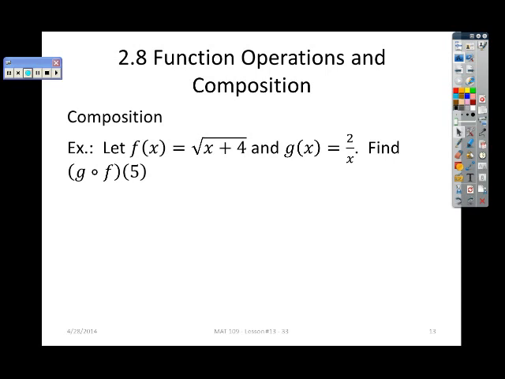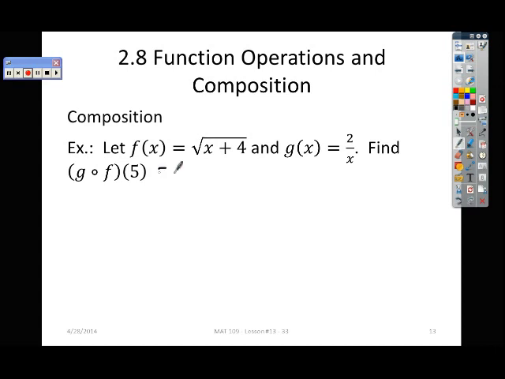When you have g of f of 5, you can think of the word "of" as being an opening parenthesis. G of f means g parenthesis f, of 5 means parenthesis 5. And then you close your parentheses. So this is what this terminology says we're supposed to do.